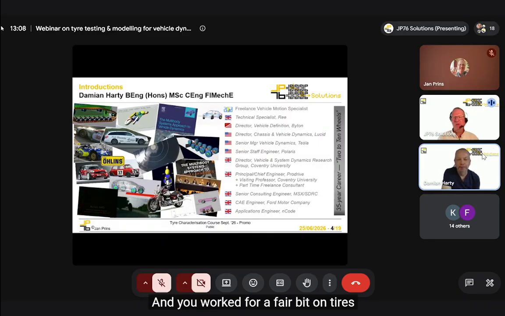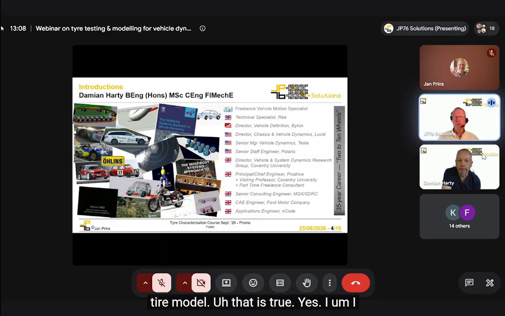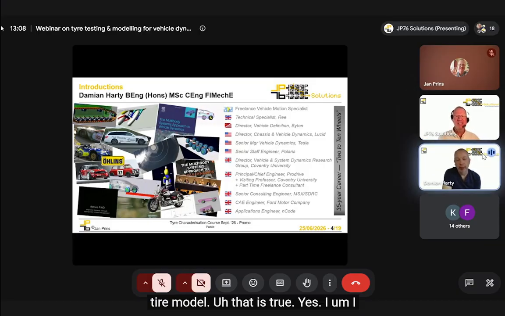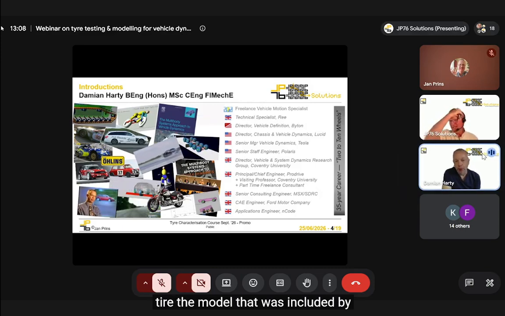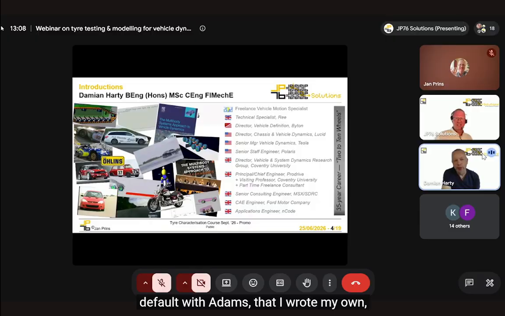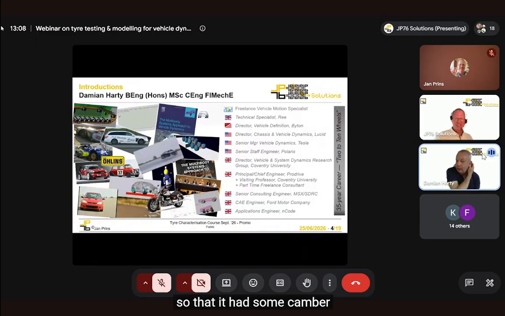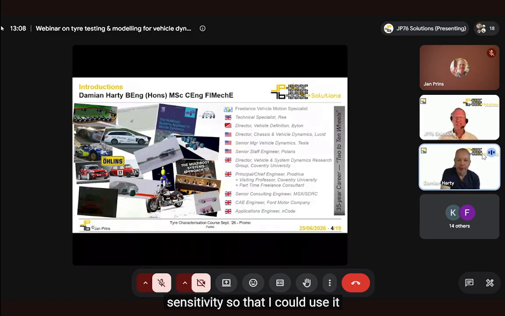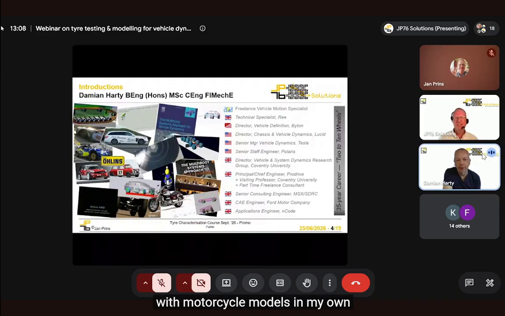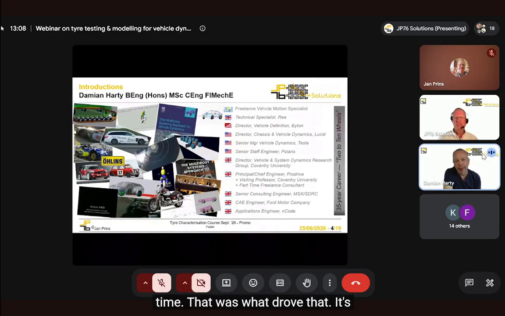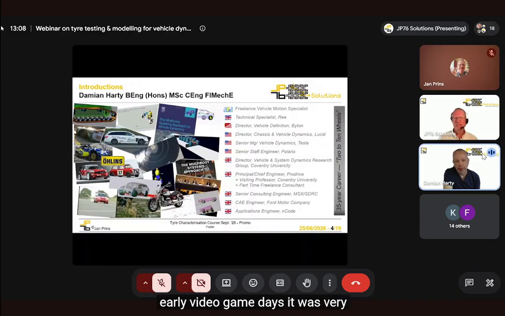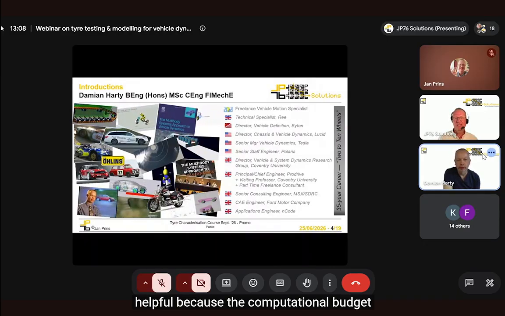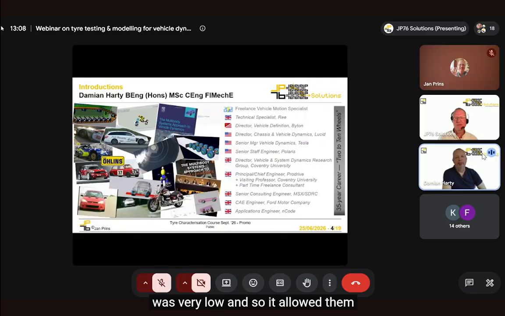And you worked for a fair bit on tyres as well, and you even developed your own tyre model. That is true. Yes, I got so frustrated with the Fiala tyre, the model that was included by default with Adams, that I wrote my own so that it had some camber sensitivity, so that I could with motorcycle models in my own time. That was what drove that. It's a very low factor model. In the early video game days, it was very helpful because the computational budget was very low, and so it allowed them to stay real time.